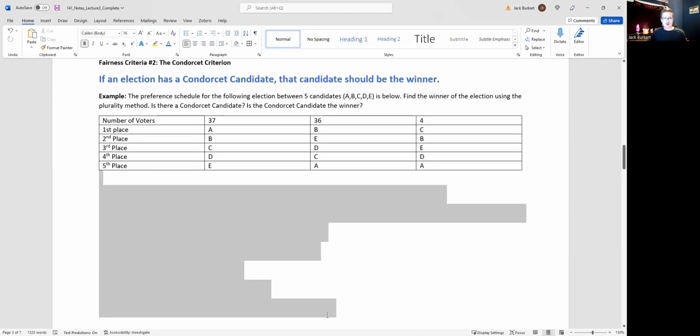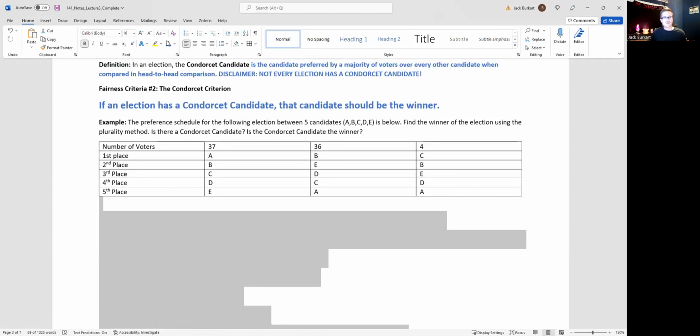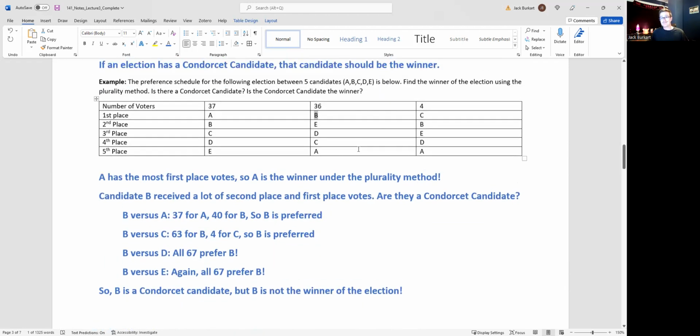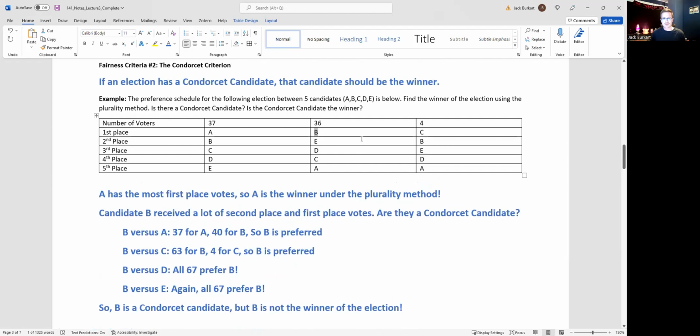All right, now that everyone has unpaused, we can unveil our solution, which works in multiple parts. The first question was to find the winner using the plurality method. Candidate A has the most first place votes. They have 37, B has 36, and candidate C has 4 first place votes. So A wins under the plurality method. The next question I ask: is there a Condorcet candidate? It might be a lot to test, but one thing that you might notice from this election is that candidate B is pretty popular overall, with first and second place in a lot of the preference schedules. So maybe candidate B is a natural candidate that we can check.